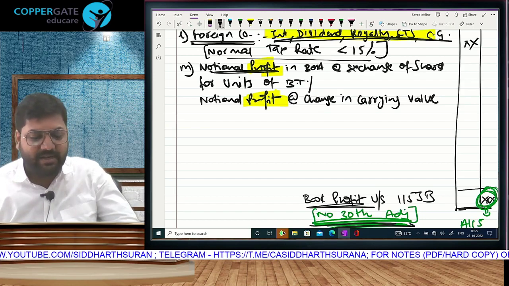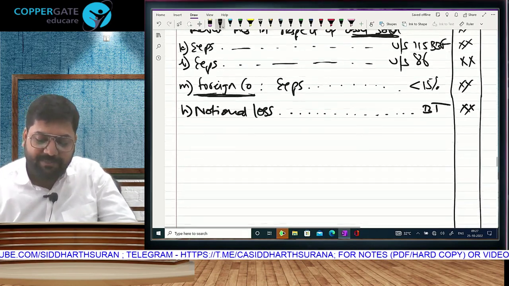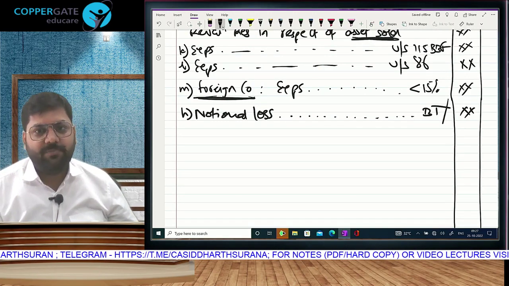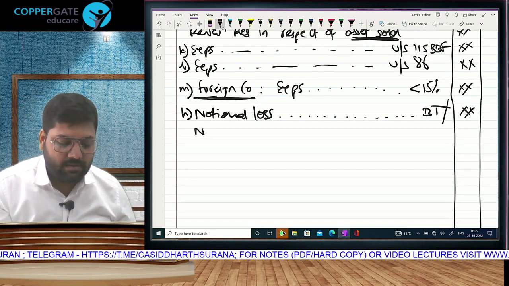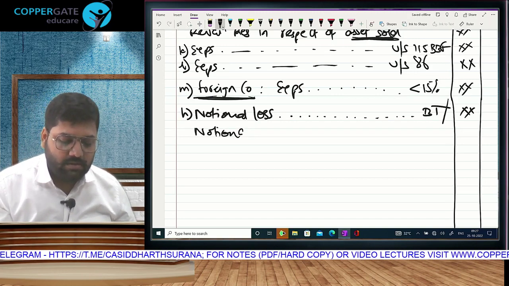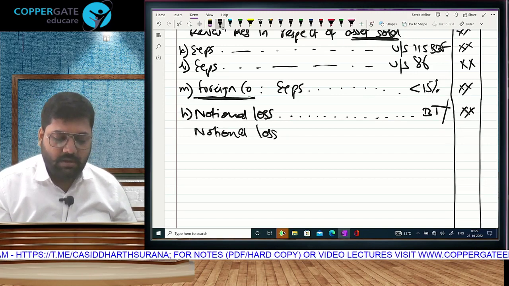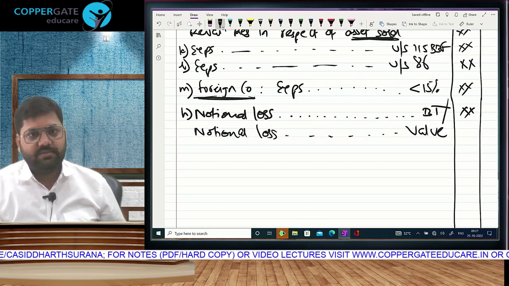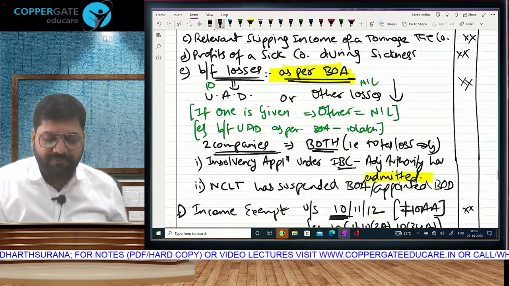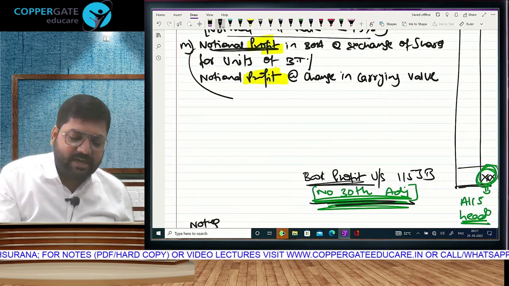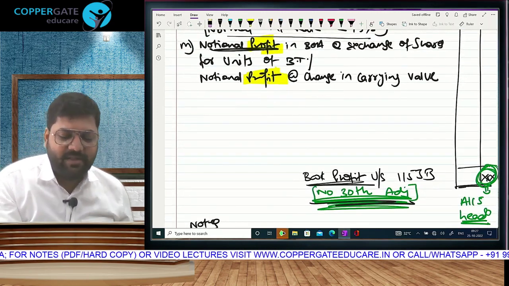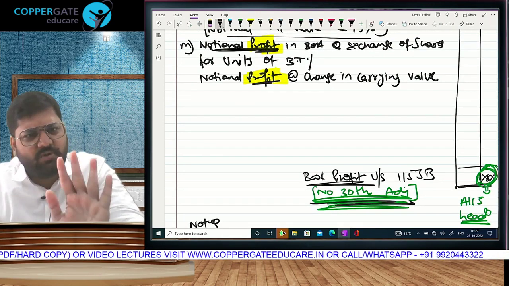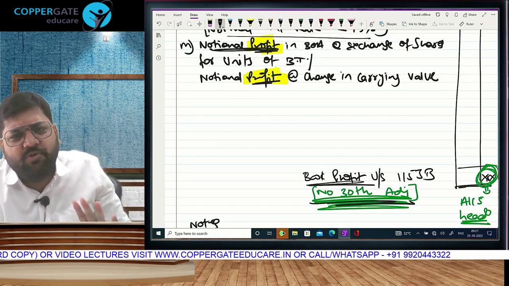But you participate a little and tell me, on the add side what do I write? On the less side, if you have written notional profit, on the add side what will you write? Notional loss at the time of change in carrying value of units. So, once again, profit is being subtracted. The whole statement on the add side is the same, except that here it was profit, on the add side it will be loss. Very easy to understand. You just have to focus with me on the numerical example.